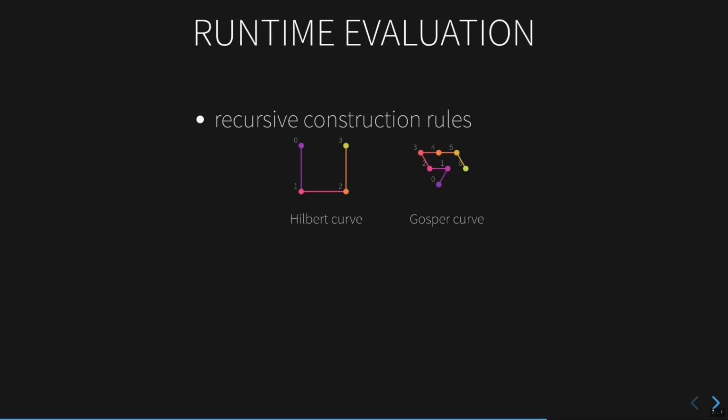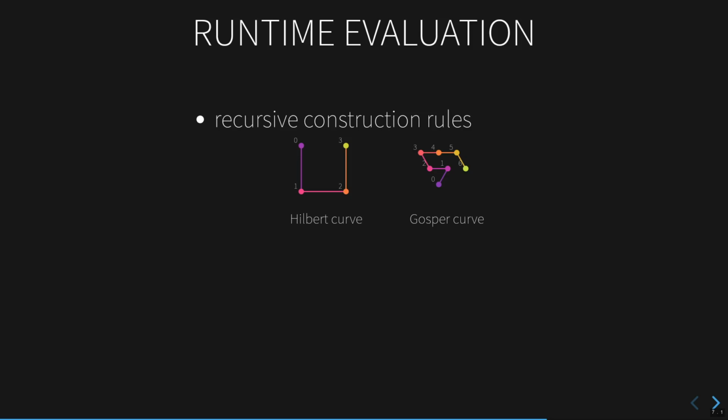First, we did a theoretical runtime evaluation. The runtime is mainly dependent on the number of data points to gridify. The Hilbert and Gosper curves have recursive construction rules, and they start with a pattern with a number of available spots. The Hilbert curve with 4 and the Gosper curve with 7.